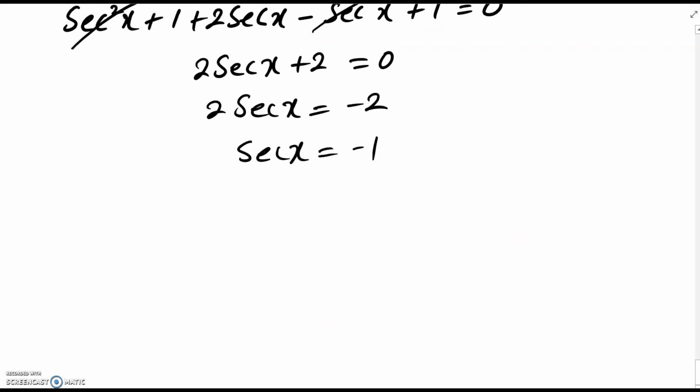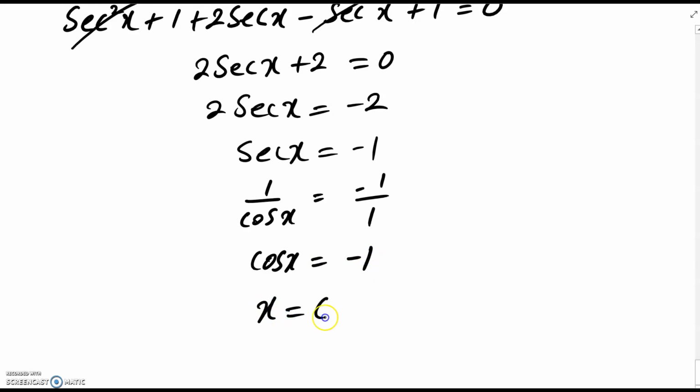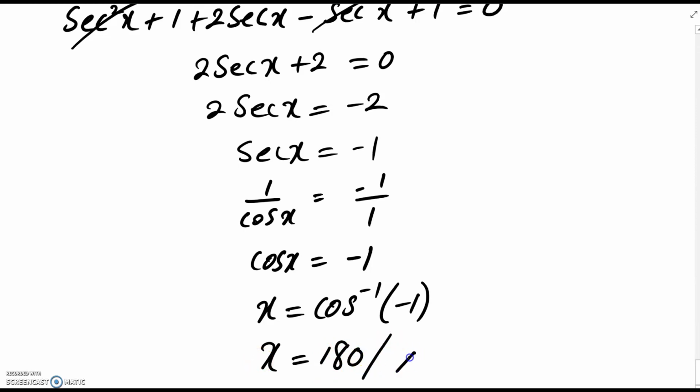Again, same problem. We don't have the inverse of secant, right? But we can apply an identity, change secant into 1 over cos. So 1 over cos x equals negative 1 over 1, but cos x equals negative 1, because negative 1 over 1 is negative 1. Now let's take the inverse of this value. x equals cos inverse of negative 1, which is 180. If you want to write it in radian form, that will be pi. Okay, and that is the x value of your given equation. That's it.